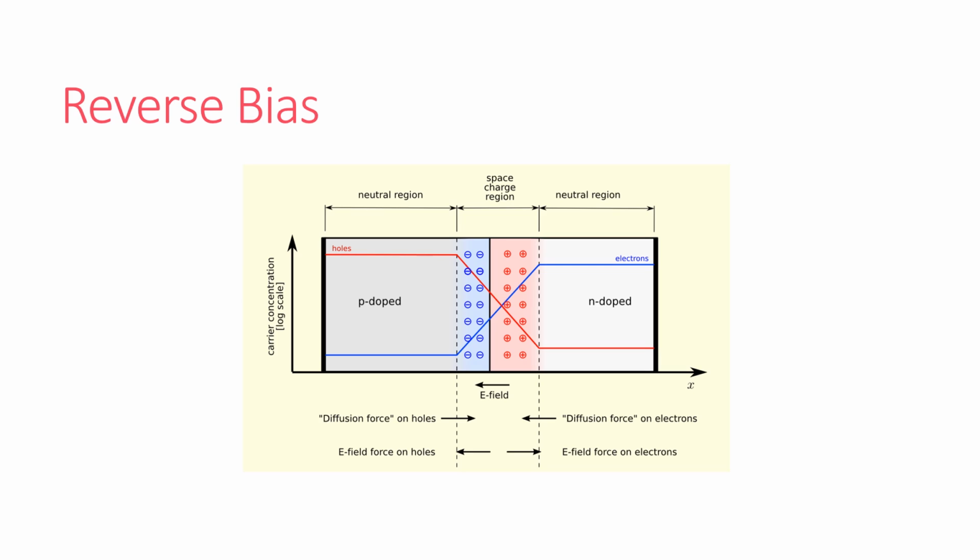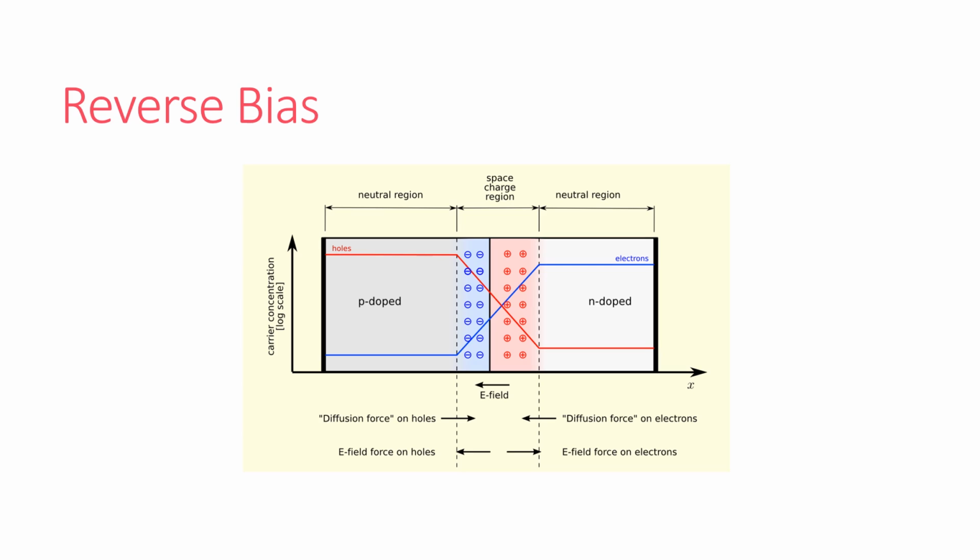Connecting the P-type region to the negative terminal of the battery and the N-type region to the positive terminal corresponds to reverse bias. The holes in the P-type material are pulled away from the junction, leaving behind charged ions and causing the width of the depletion region to increase.